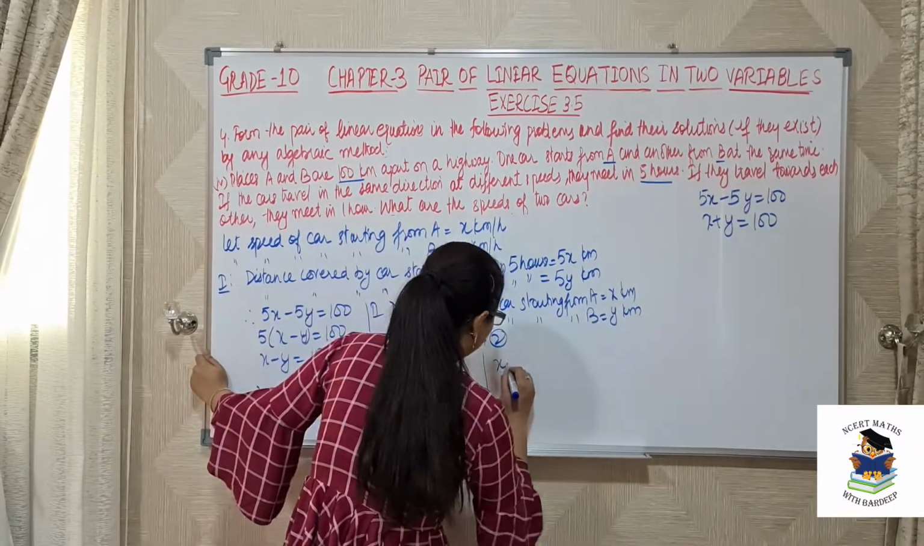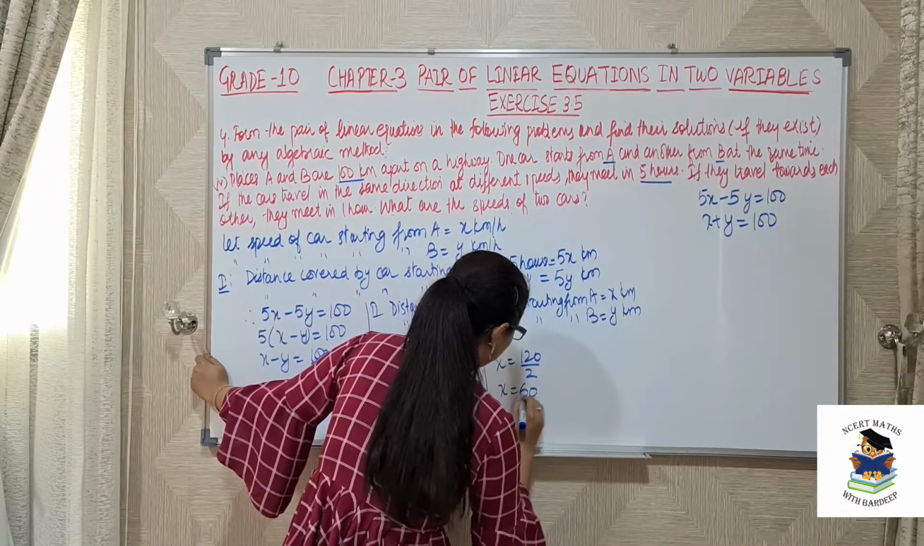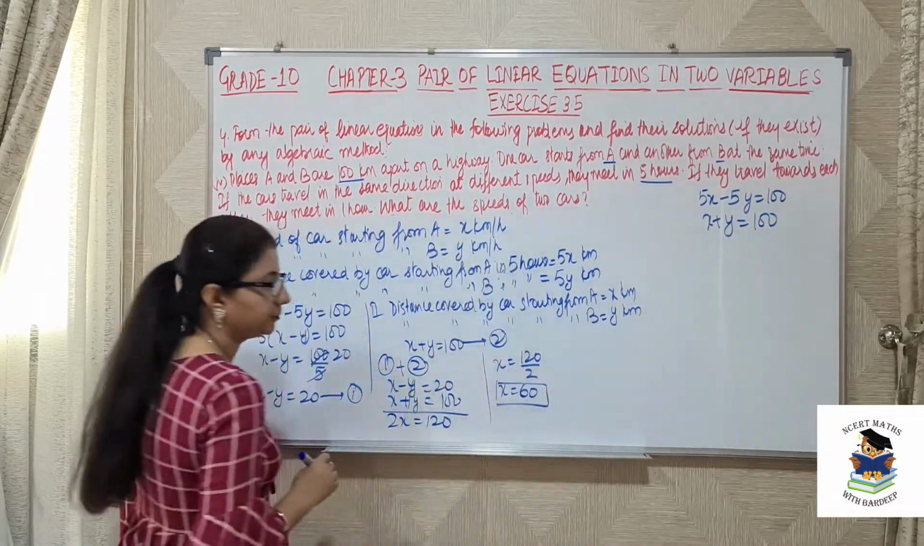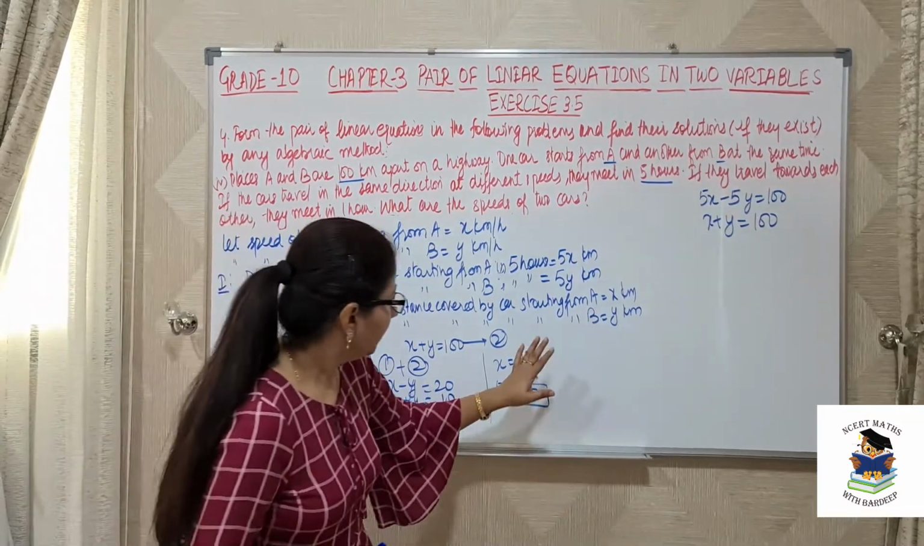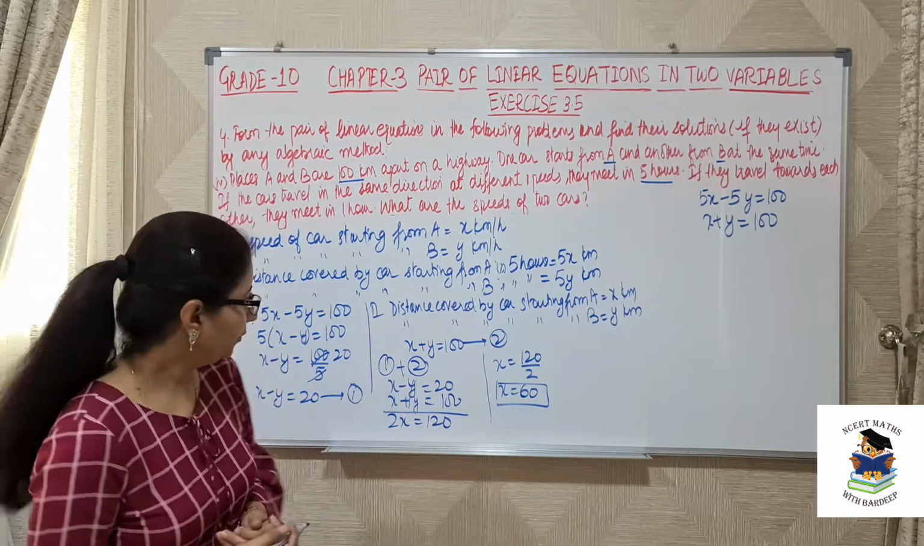Then what is the value of x? That is 120 divided by 2. So x is equal to 60. We get the value of x. Now we will substitute this value in any one equation to find the value of y.